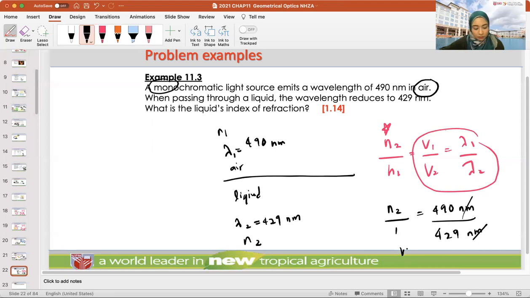1.14. And what is the unit for index of refraction? Anyone want to guess? Because I forgot to mention.